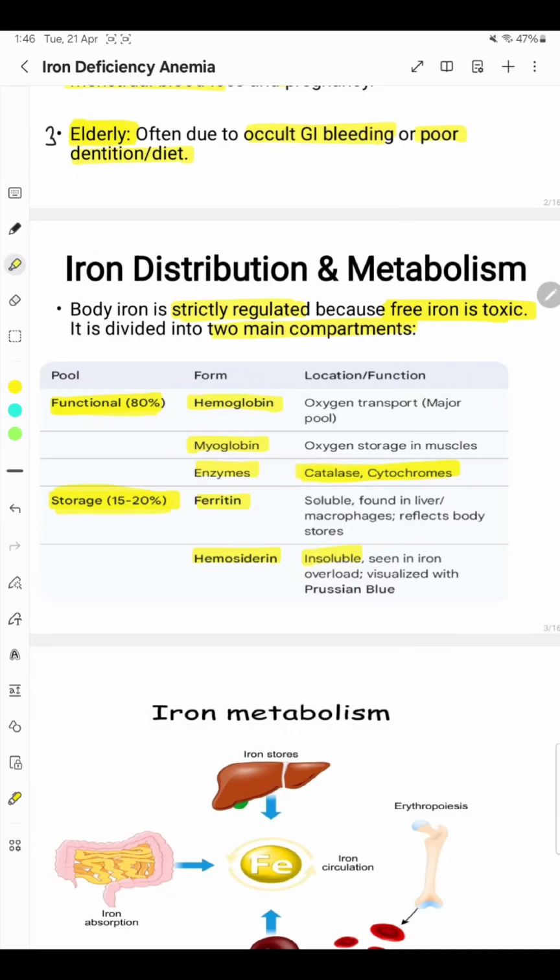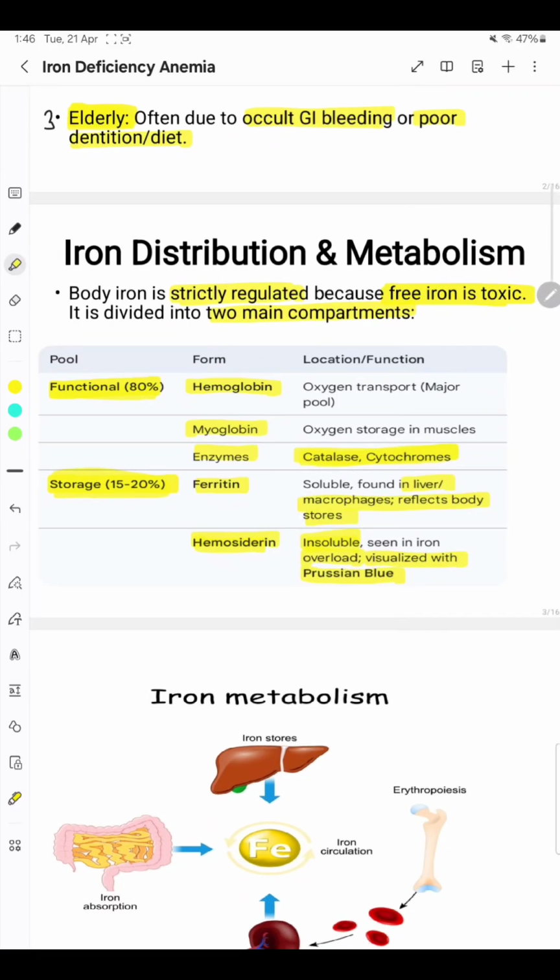Ferritin is a soluble storage form of iron present in liver macrophages, and this is the primary source of iron storage. Hemosiderin is insoluble, normally seen in iron overload, and this can be visualized with the help of Prussian blue stain.